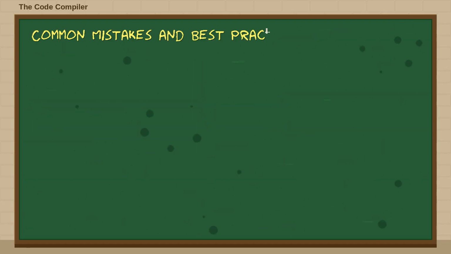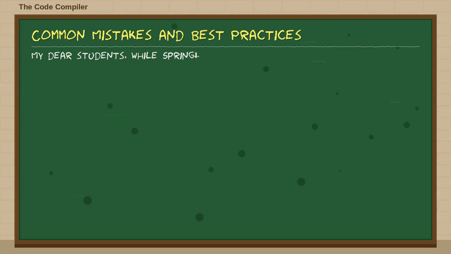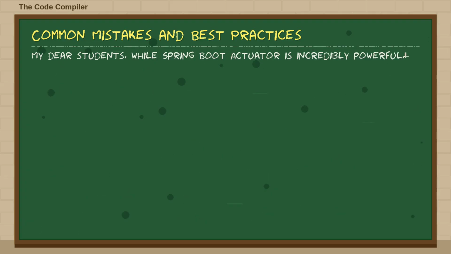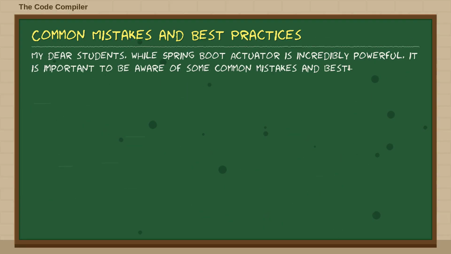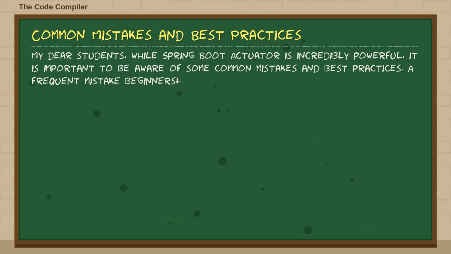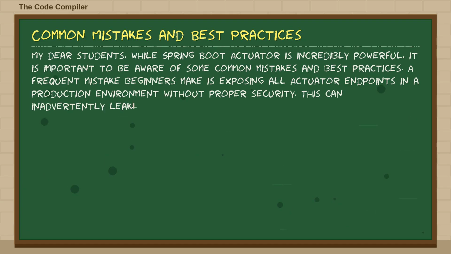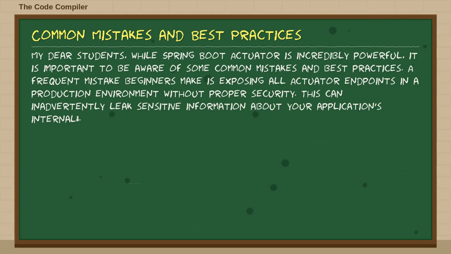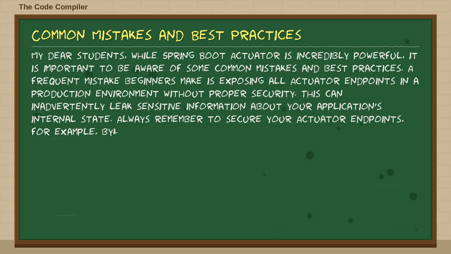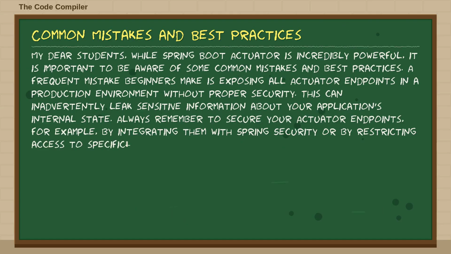My dear students, while Spring Boot Actuator is incredibly powerful, it is important to be aware of some common mistakes and best practices. A frequent mistake beginners make is exposing all actuator endpoints in a production environment without proper security. This can inadvertently leak sensitive information about your application's internal state. Always remember to secure your actuator endpoints, for example, by integrating them with Spring Security or by restricting access to specific roles or IP addresses.